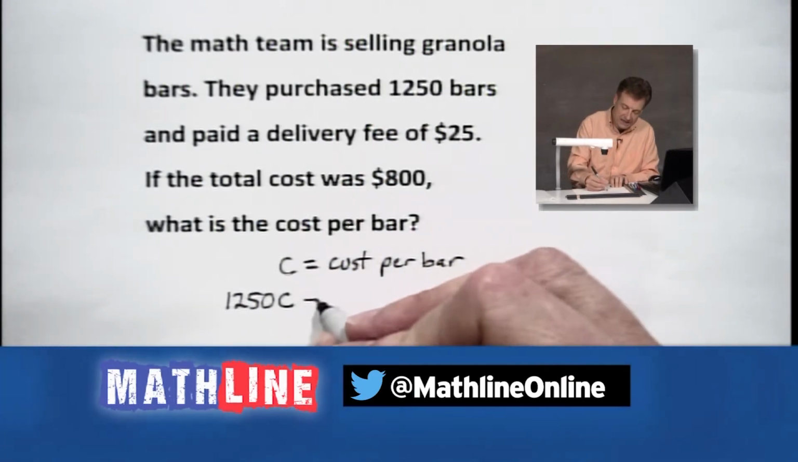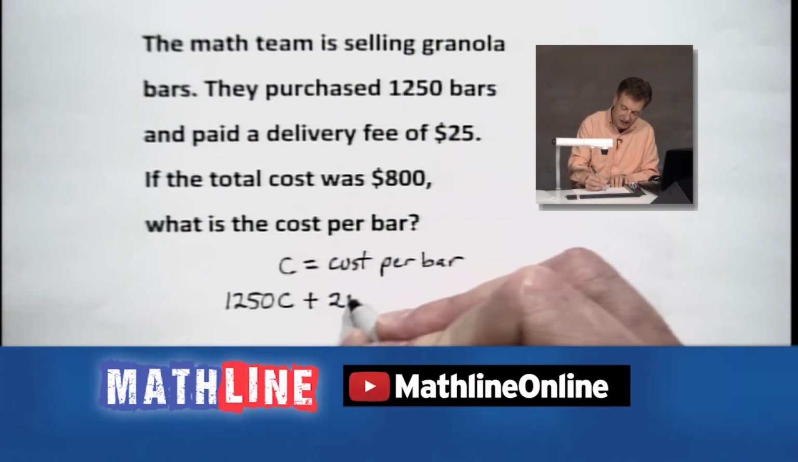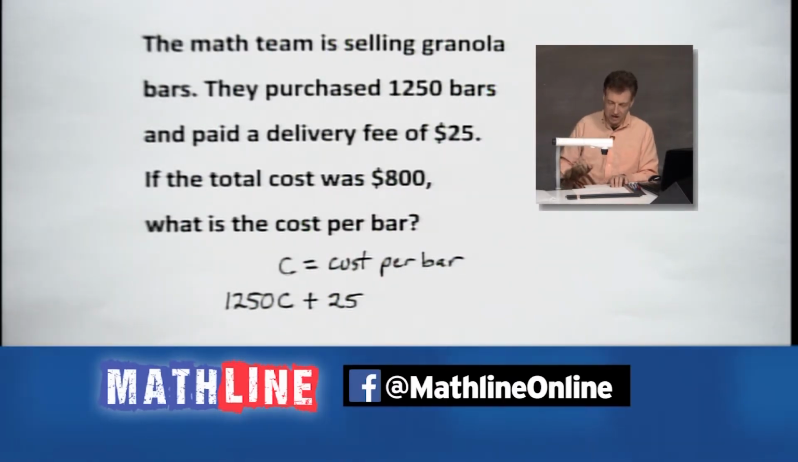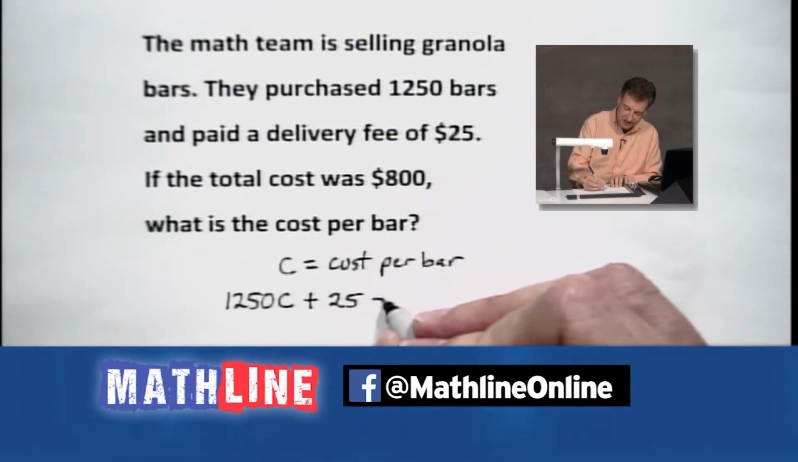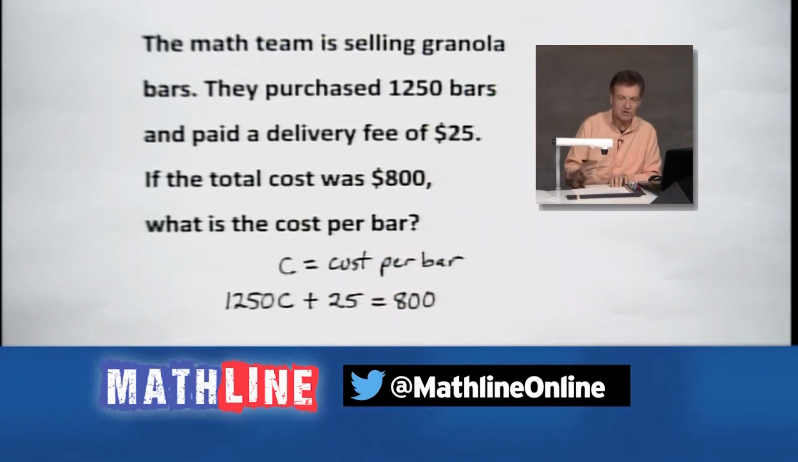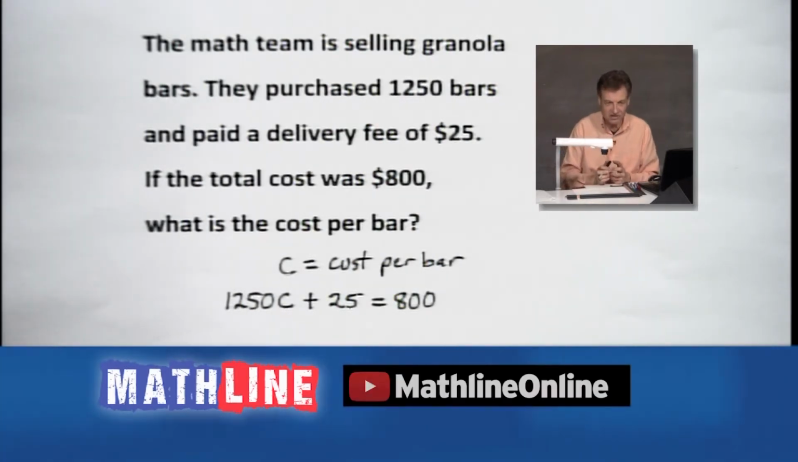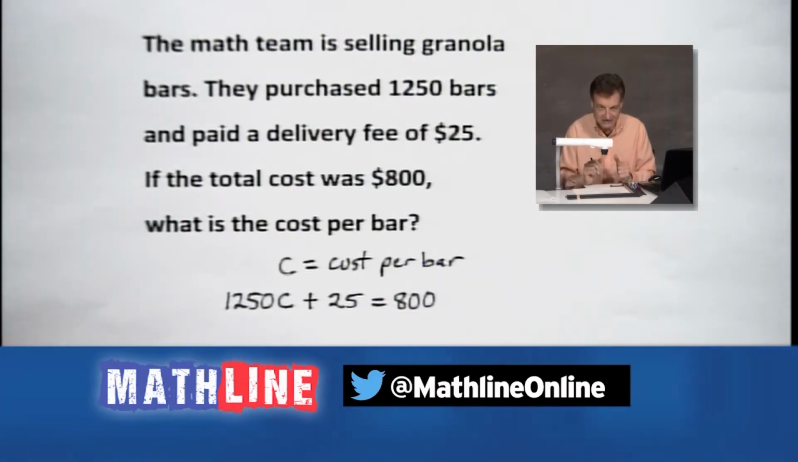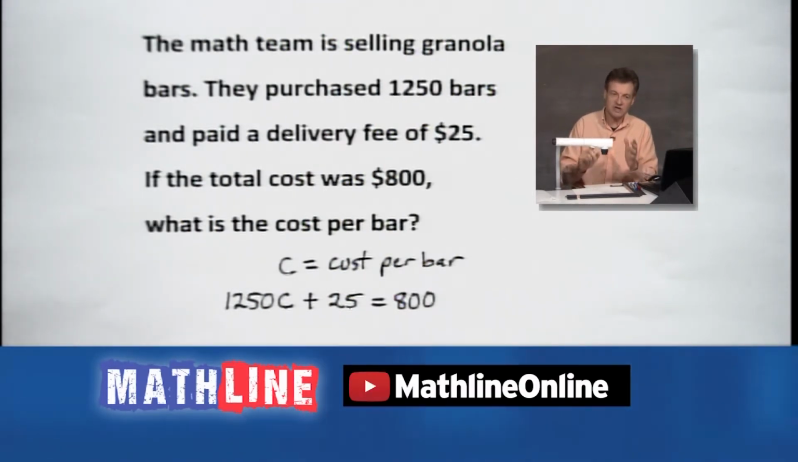But we also had to get them delivered to us. And since we're nonprofit, because it's a school, it's a math team, right? And let's see. Our total bill is $800. Do we follow what I've just done? There's the cost of the granola bars, we have a delivery cost, and the bill that we ran up for our math team to pay was $800.